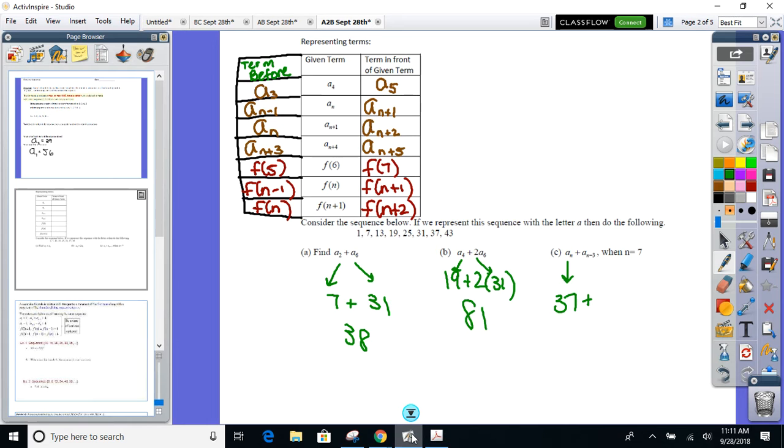What are we looking at now? 19. 37 and 19, also known as 56. How do we feel there? Because I'm going to throw you for a little loop now. Ready to go? Okay.